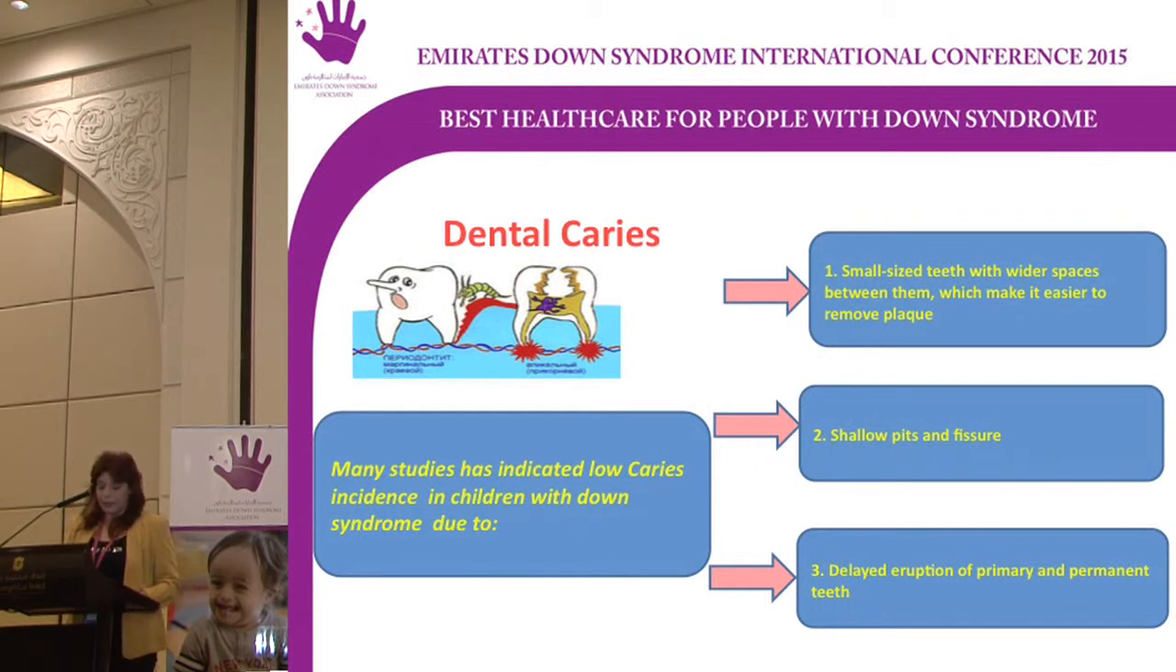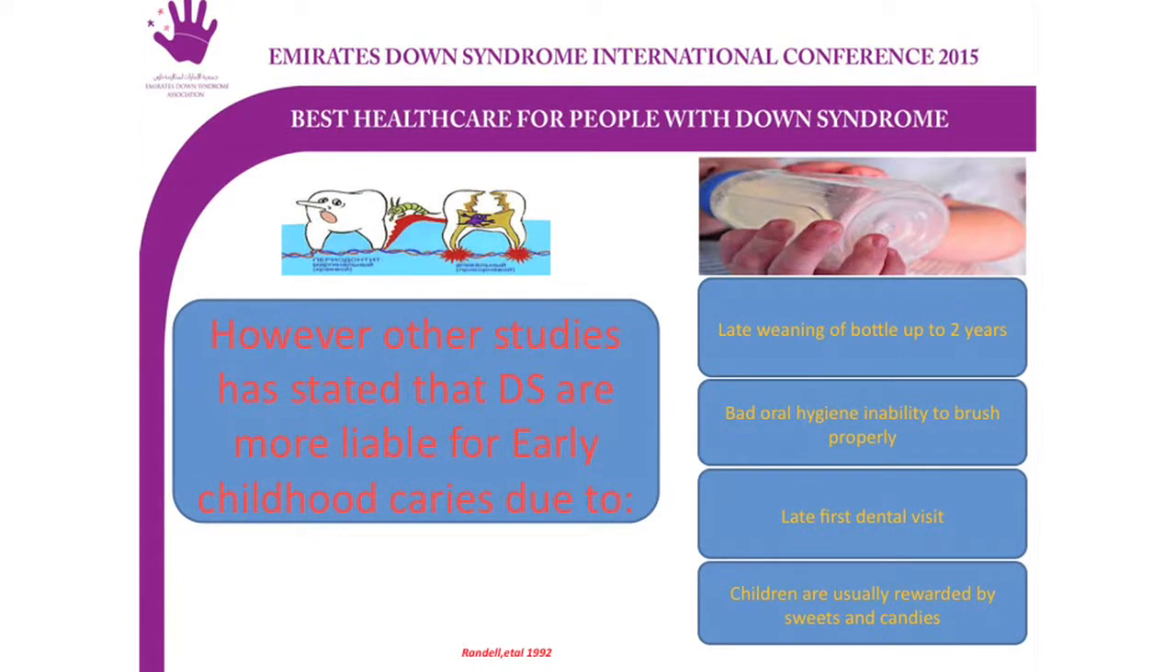However, unfortunately, other studies prove that Down syndrome has a more incidence of early childhood caries than normal children. And when I say early childhood caries, it means that the caries that affect infant and toddlers, the age is between 1 year to 4 years. And the main reason for this caries is the delayed weaning of the bottle, that the child will keep taking his milk from the bottle up till 3 years of age.